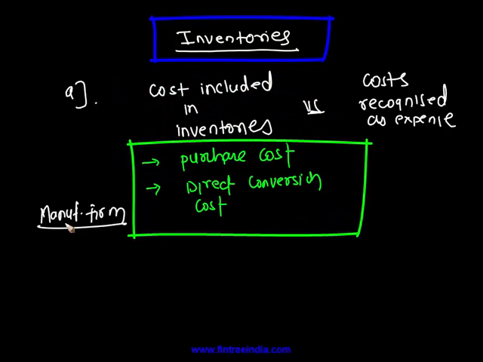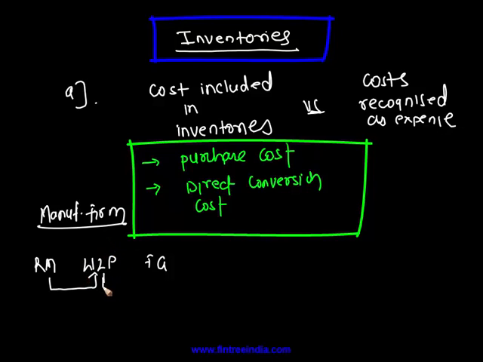A manufacturing firm will typically have its inventory broken down into three parts, which would be raw material, work in progress, and finished goods. The difference between raw material and work in progress is that in this phase you have started processing your inventory. Processing could be either machine based or human based. All that cost that you incur for processing, which typically is electricity, other overheads, and the labor cost, is loaded or included in the cost of work in progress.